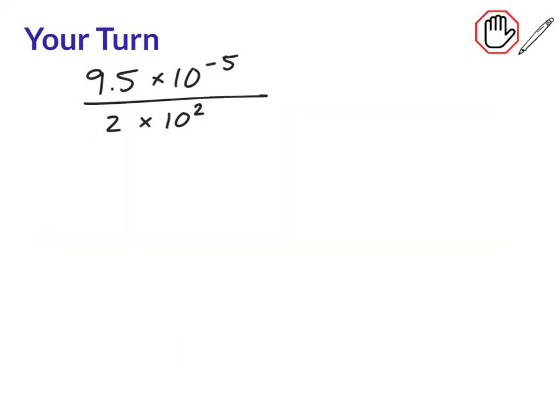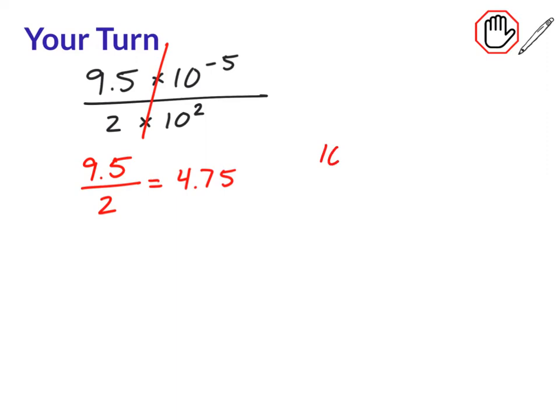It's your turn. Pause the video, give it a try, and when you're ready, press play, and I'll reveal the answer. To begin this problem, I'm going to first break it into two separate problems. So 9 5/10 or 9 1/2 divided by 2. And I know that's 4 75/100.